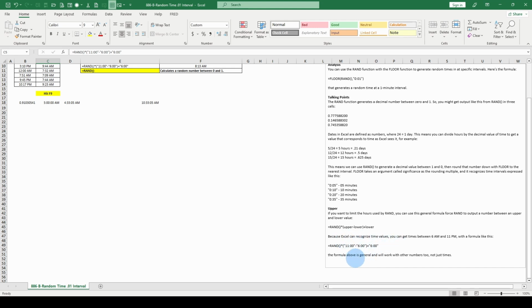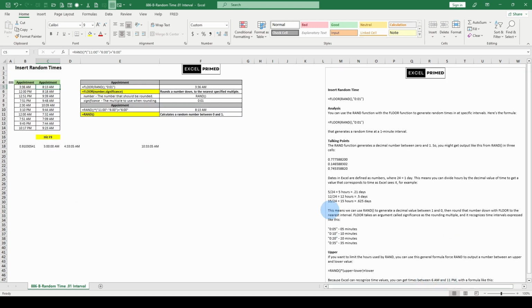Because Excel can recognize these values, you can get time values between 6 a.m. and 11 a.m. with a formula like this. Well, that should be 6 a.m. and 11 a.m. There's no way we can go to 11 p.m. Typo, not a big deal. But we can hit this. If we can get this RAND to 0.999, it'll prove the point. Or close to 0.94, that's 10:39. If this was 0.9999, I'll just put that in there. 0.999999, it's going to be really close to 11. If we put this at 0, it should be at 6.